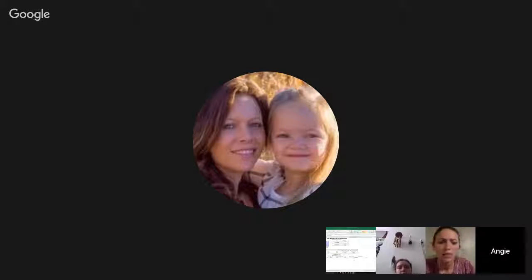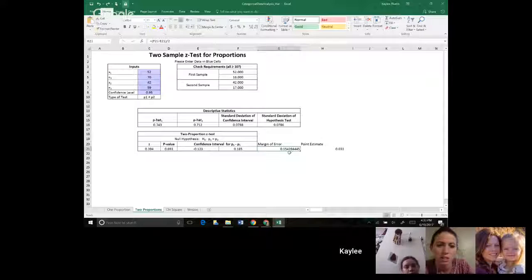Yeah, I understand that. So now what do I do from there? I have the margin of error, so that worked. Now what do I do from there to get the point estimate?